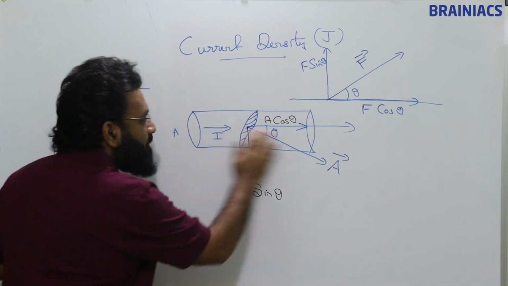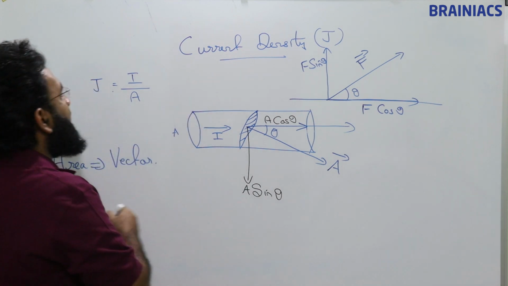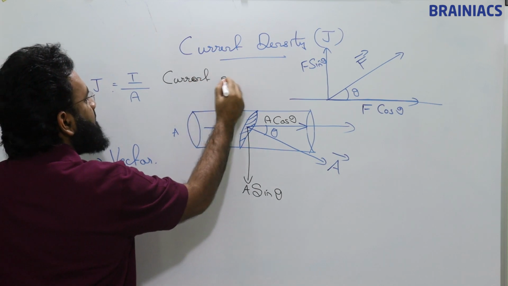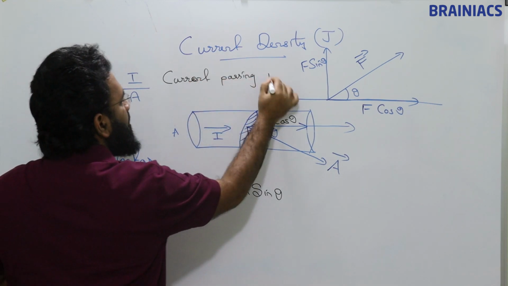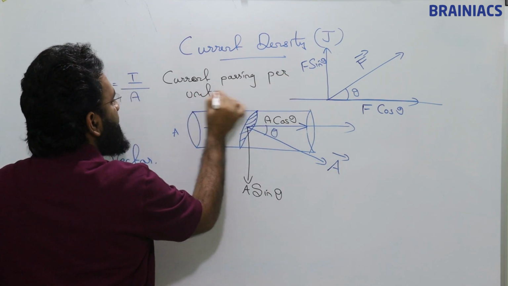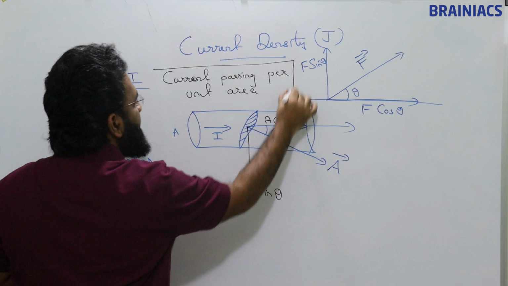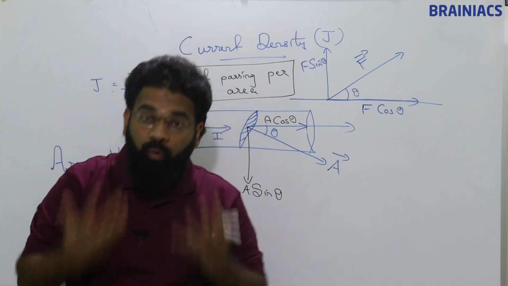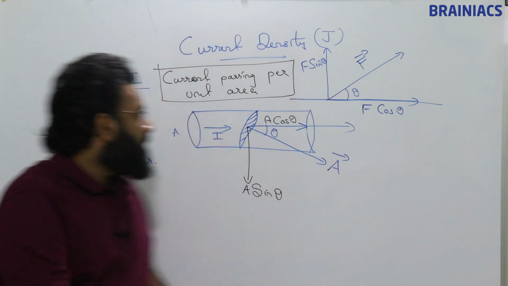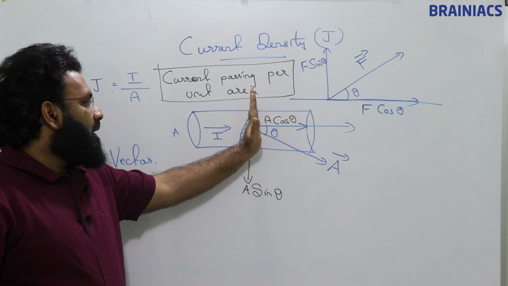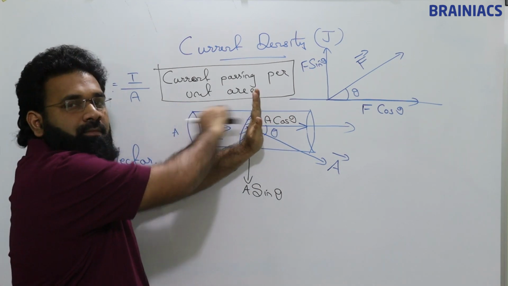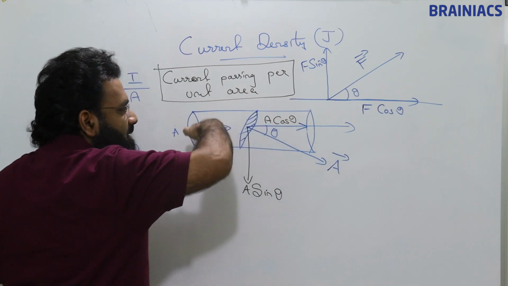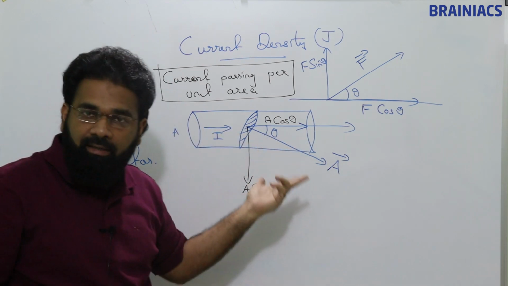Now if the current is passing, current density is nothing but current passing through unit area. Current passing per unit area, this is what is current density. So that is why we are dividing with the area. So current is passing through which area? That is what is important here. So when I take a cos theta, current is passing through this area. When I take a sin theta, this area is like this. So no current is passing through that area actually.